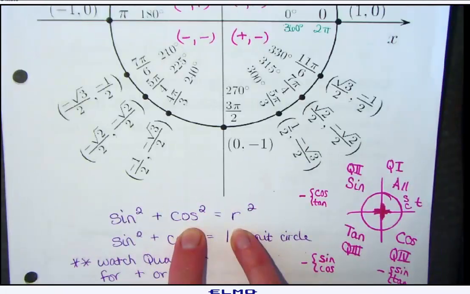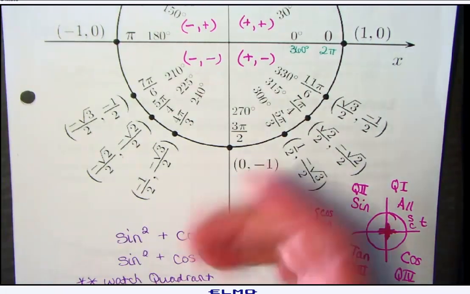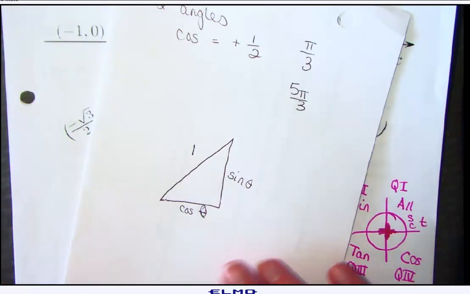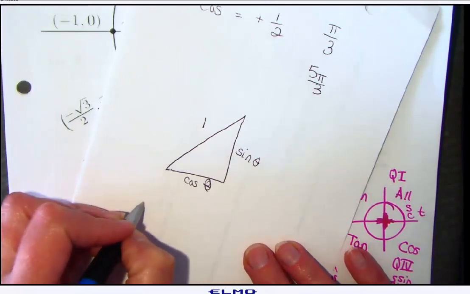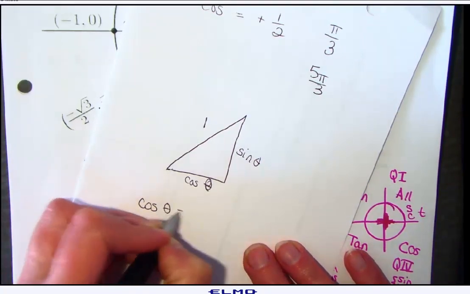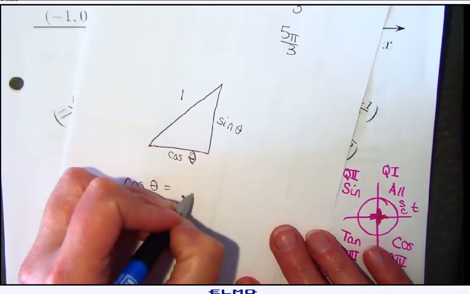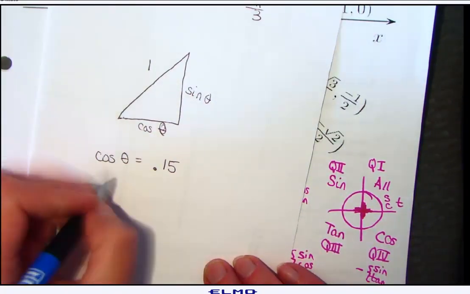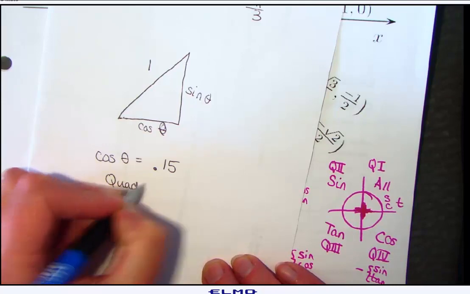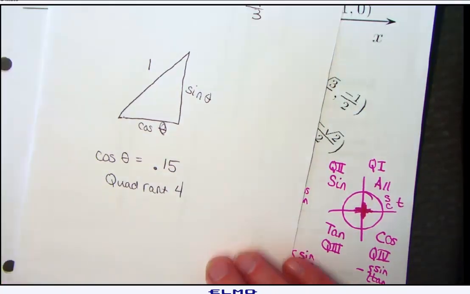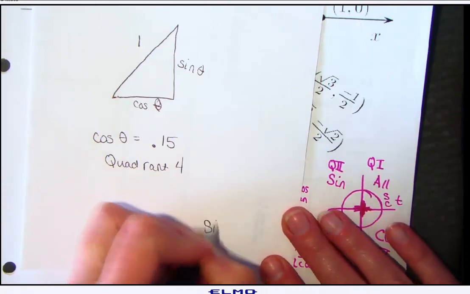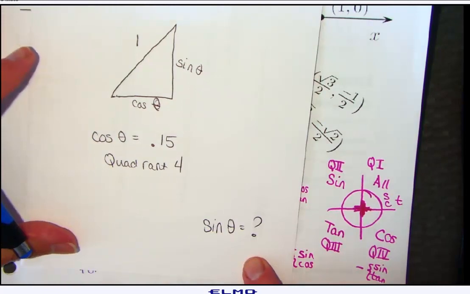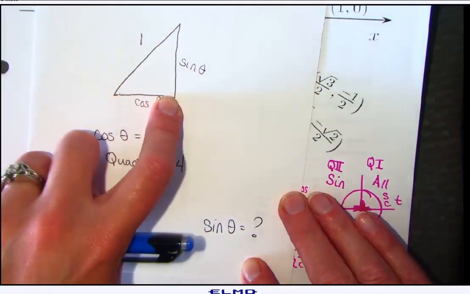So on our quiz, it's going to give us some kind of sine or cosine value and some quadrant and say, hey, all right, here's our big question. Let's say that I know that the cosine of some angle equals 0.15 and that that angle is in quadrant 4. What is the sine value of that angle? So it's telling us that one side is 0.15.